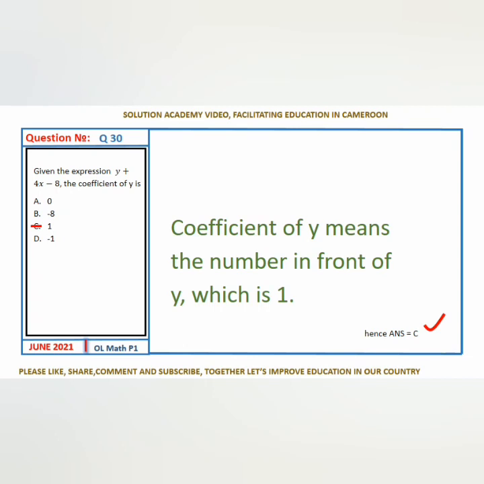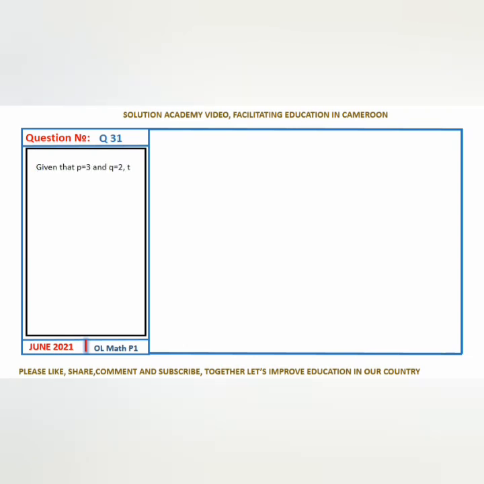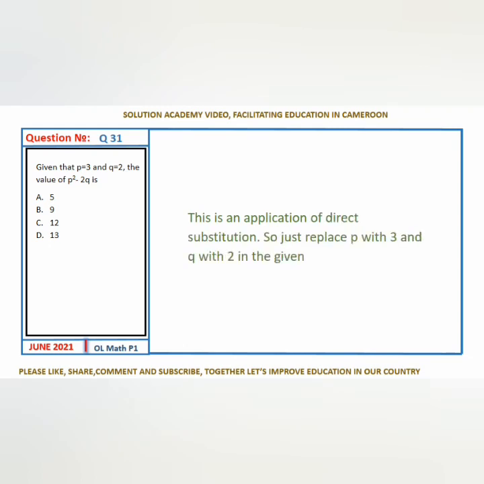Question number 31. Given that p equals 3 and q equals 2, the value of p squared minus 2q is. This question is simply on direct substitution. So we just have to replace p with 3 and q with 2 in the expression given. Anywhere we see p, we replace it with 3, and anywhere we see q, we replace it with 2, and we simplify. You can just punch your calculator as well. So given our expression p squared minus 2q, we're going to have 3 squared minus 2 times 2, and we simplify. 3 squared is 9, 2 times 2 is 4, so 9 minus 4 gives us 5. Hence, the correct answer to this question is A.